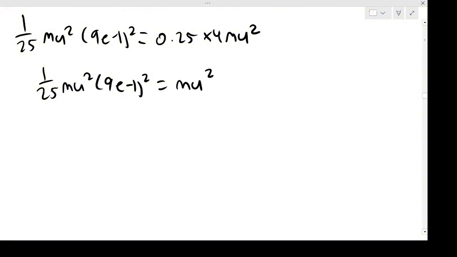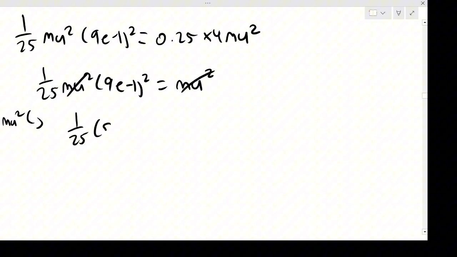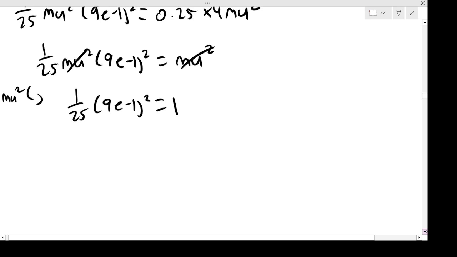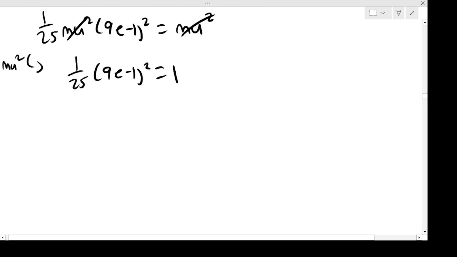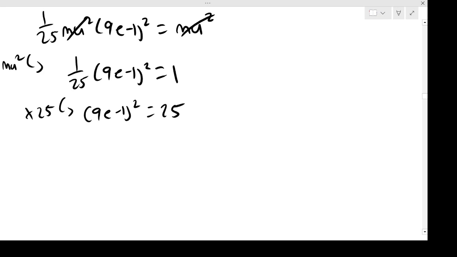Okay, hopefully happy with this. We can actually then divide by the mu squareds and cancel them out. So now we've just got 1 over 25 of 9e minus 1 squared is 1. And that's a lot nicer to solve, right? So hopefully it's a lot more apparent now how we can solve. What we can then do to get rid of the fraction, to make it even nicer, is times by 25. So 9e minus 1 squared is just 25 here.